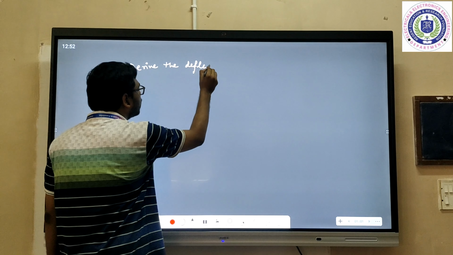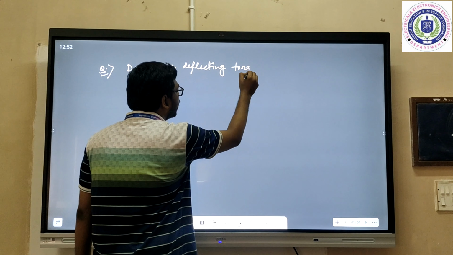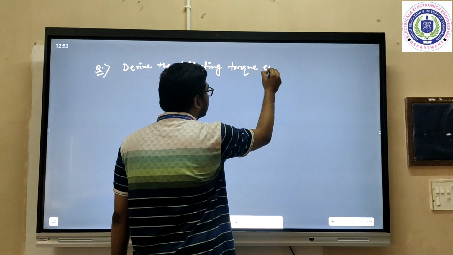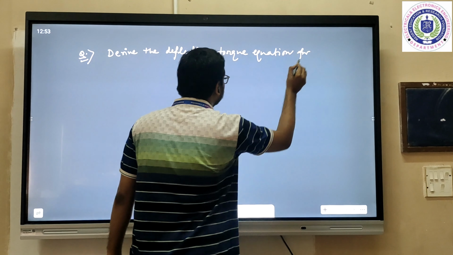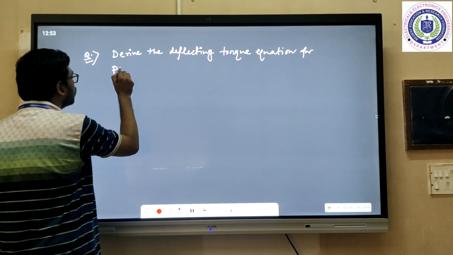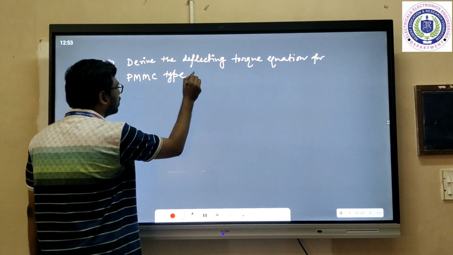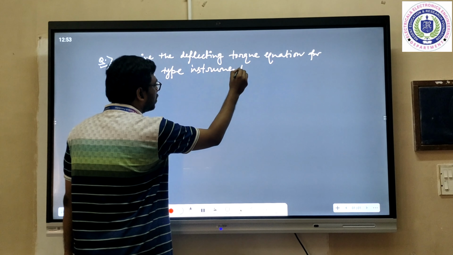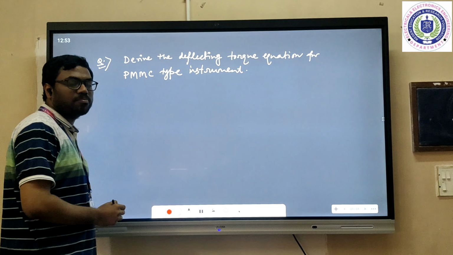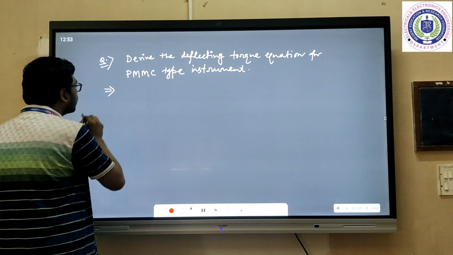deflecting torque equation for PMMC type instrument. So what is PMMC type instrument? Permanent magnet moving coil. Now I will derive the torque equation.